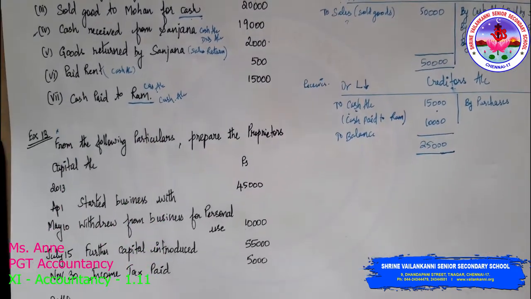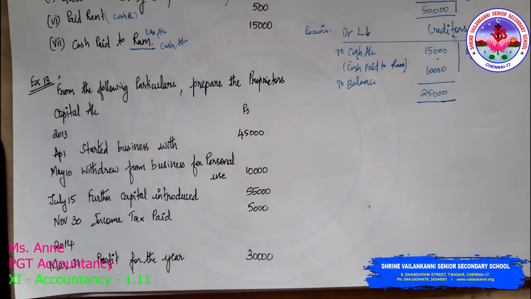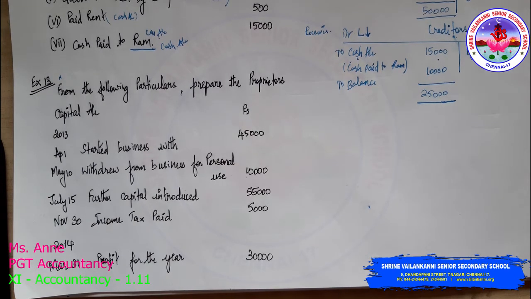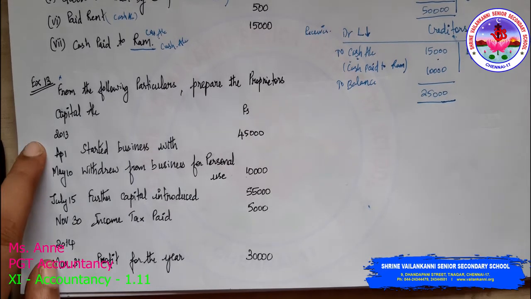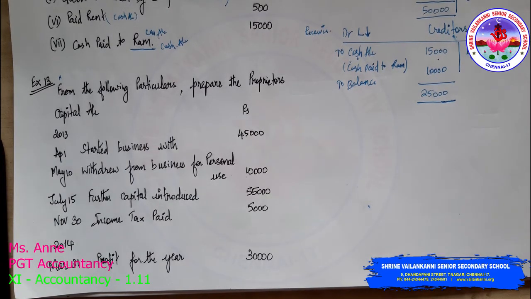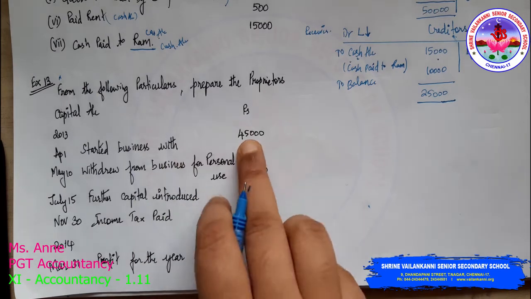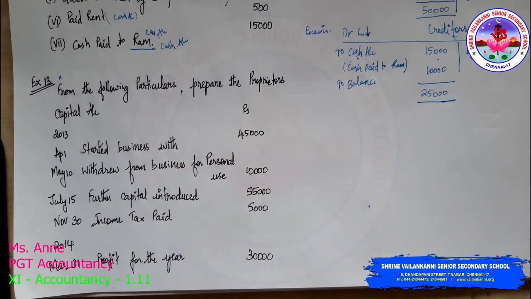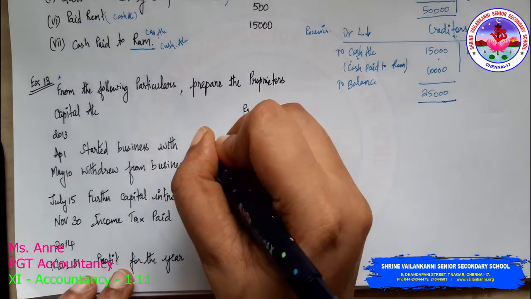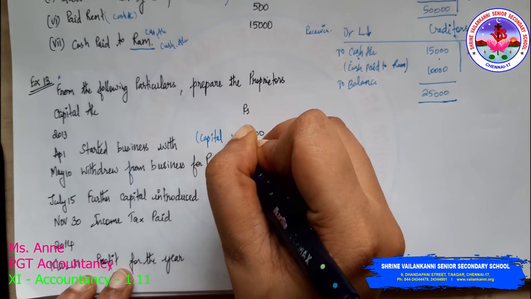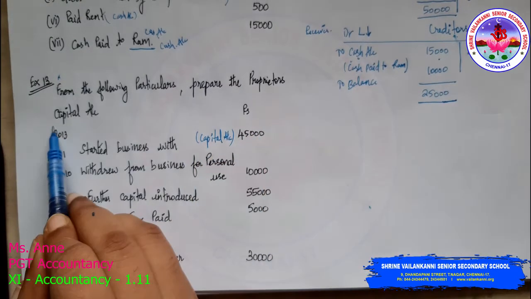Okay. Yes. Next problem is from the following particulars. Prepare the proprietor's capital account 2013. They have given the dates here, so we will be including the date column also into the account. So April 1, started business with 45,000. See, they have not given with what. Started business with 45,000, which means obviously it is cash. Started business with cash is always called as what? It is called as capital. You're just investing your capital. So you have to prepare the capital account.